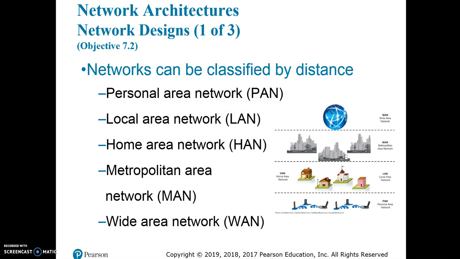Networks can be classified by distance. All right. So these are some different terms. Okay. PAN is a personal area network, and that's used for communication among devices that are close to one person. So you and your phone and maybe your tablet or something. Okay.